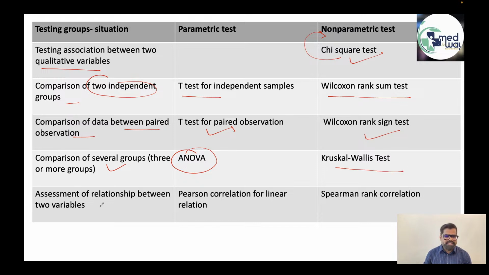And if you are trying to assess the relationship between 2 variables, if it is parametric quantitative data, you use Pearson correlation. If it is non-parametric data, you use Spearman rank correlation. This is the table which you need to remember.